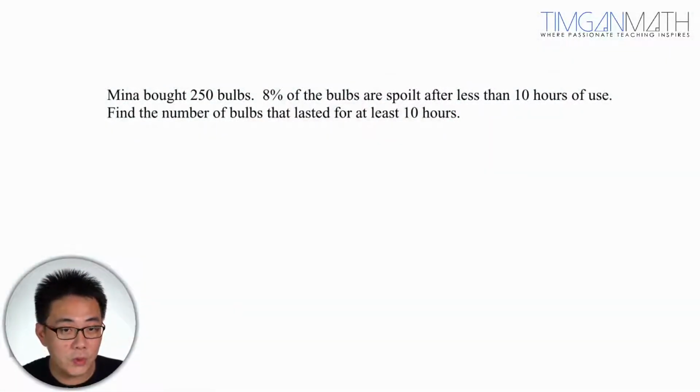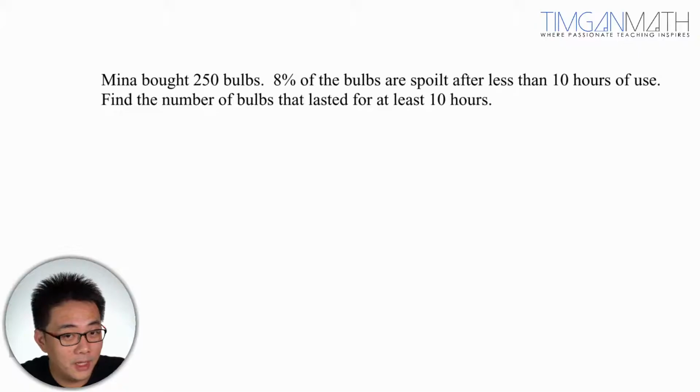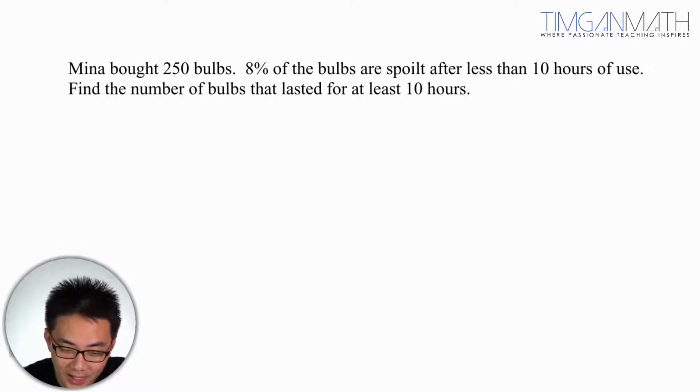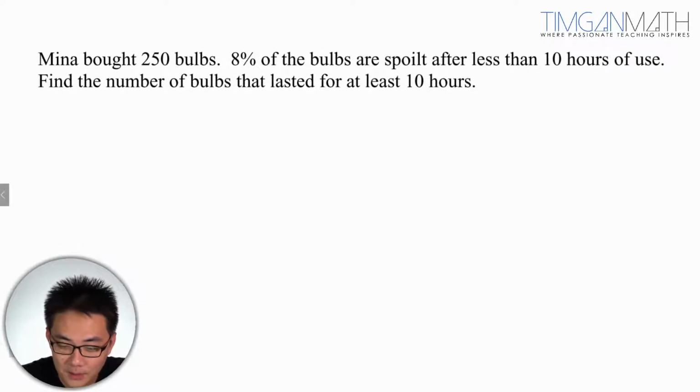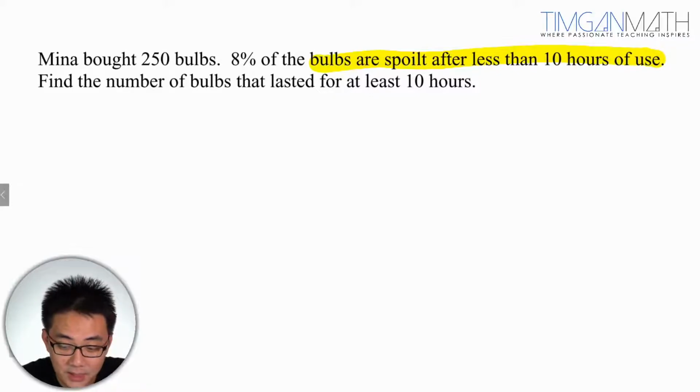We were told that Mina bought 250 bulbs. 8% of the bulbs are spoiled after less than 10 hours of use. Find the number of bulbs that lasted for at least 10 hours. So 8% of the bulbs are spoiled after 10 hours of use, and we need to find how many bulbs have lasted for at least 10 hours.